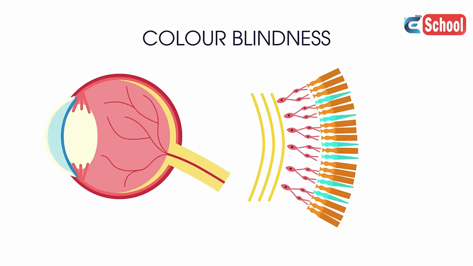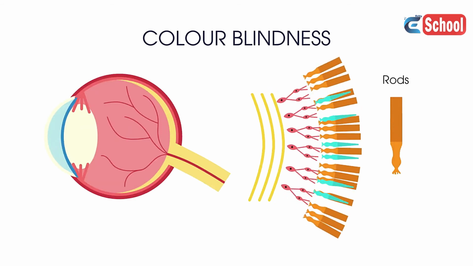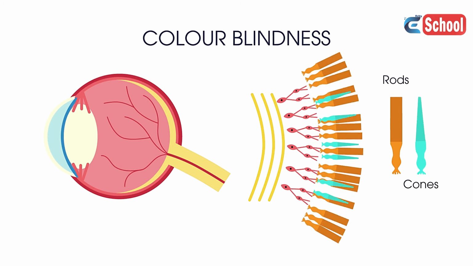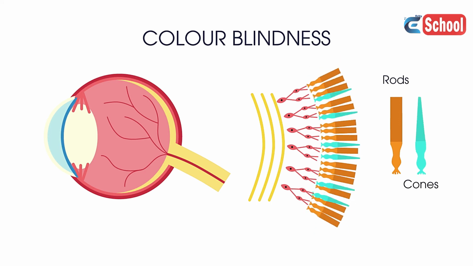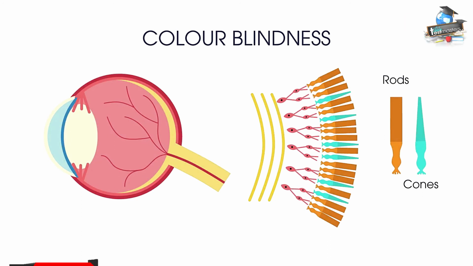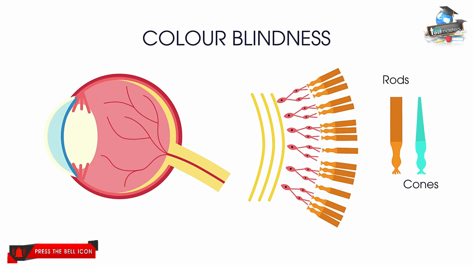The receptor cells in the retina of your eye are called rods and cones. Rods detect light intensity and cones detect colours. Rod cells are used when there is little light, and cone cells help you see colours. The cones in colourblind individuals are either fewer in number or simply absent.